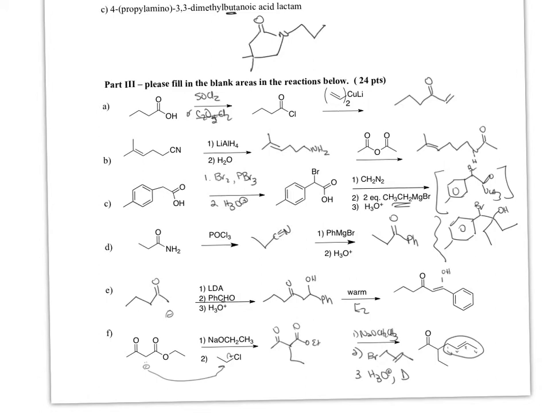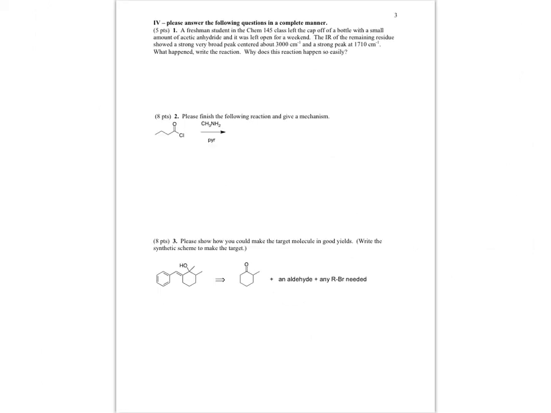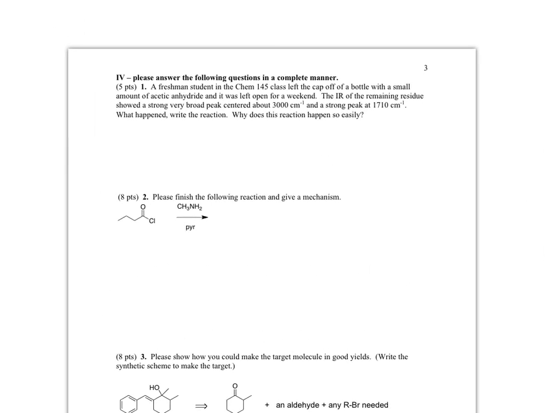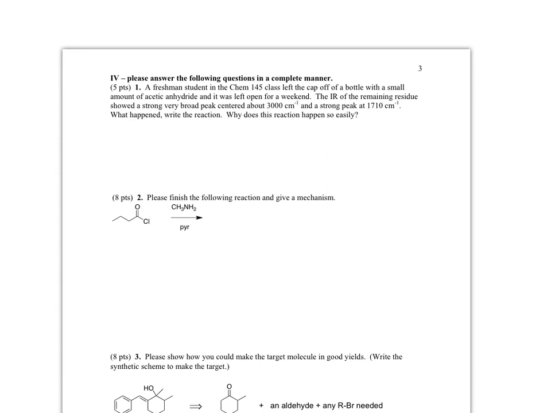So hydrolyze the ester to the acid and then decarboxylate the acid. All right, next. Short answer. Number 1, a freshman student in Chem 145 left the cap off of a bottle with a small amount of acetic anhydride open for the weekend. The IR of the remaining residue showed a very strong broad peak centered around 3,000 reciprocal centimeters or wave numbers and a strong peak at 1710 wave numbers. What happened? Write the reaction. Why does this reaction happen so easily?